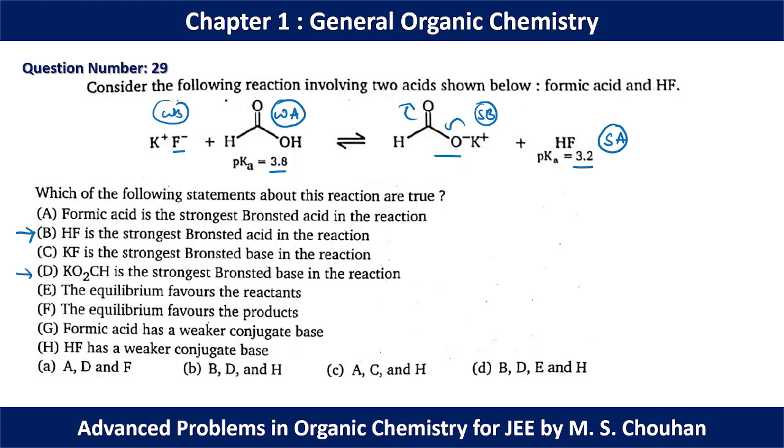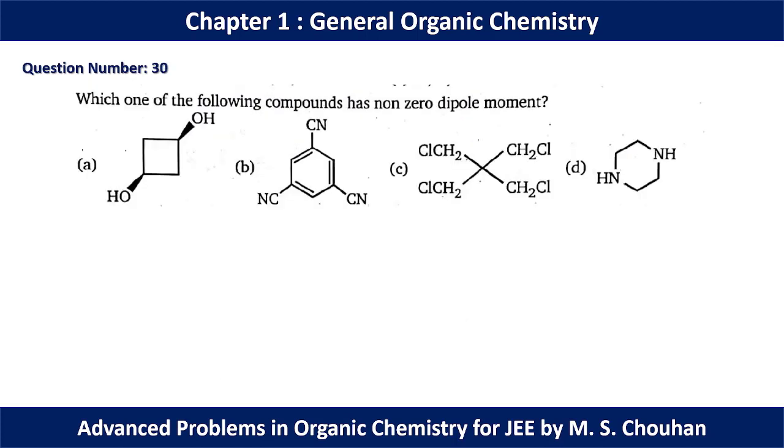Next, the equilibrium favors the reactants, so we have already explained this. And HF is a weaker conjugate base, so a strong acid and strong base will react to form a weak acid and weak base. So obviously option H should be the correct option. So B, D, E, H, these are the correct options, which is given in option D. So for question number 29, option D should be the correct option.